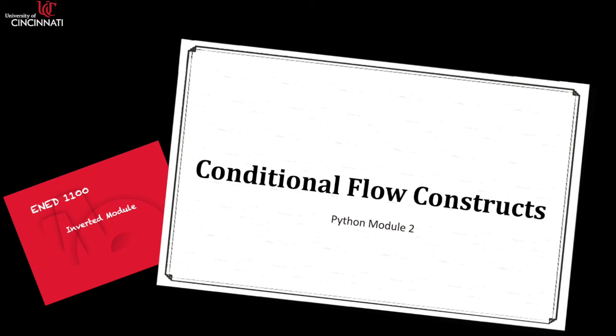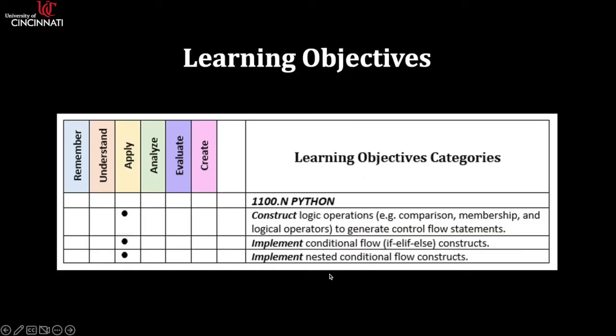Level 2 for Python, where today we'll be learning about conditional flow constructs. So the learning objectives for this module are to construct logic operations to generate control flow statements, and we're going to learn how to create conditional statements and structures in Python so that we can use them to develop Python scripts that solve problems that require different sets of actions that depend on the user inputs.